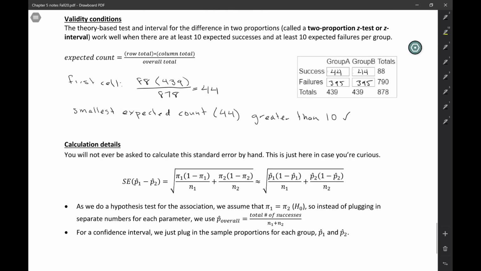And I've just been letting the applet do the actual calculations for us because the calculation details are a little bit messy. I'm not going to ever ask you to calculate the standard error by hand, but I did want to show it to you just in case you're curious where these numbers are coming from. So if you look at the formula for the standard error, it does look pretty familiar. It looks like the same one-proportion formula, except that we have two groups. So we basically have a separate component for the first group and the second group, and it's all summed together under the square root. So again, you're not going to have to do this by hand, it's just here if you're curious.